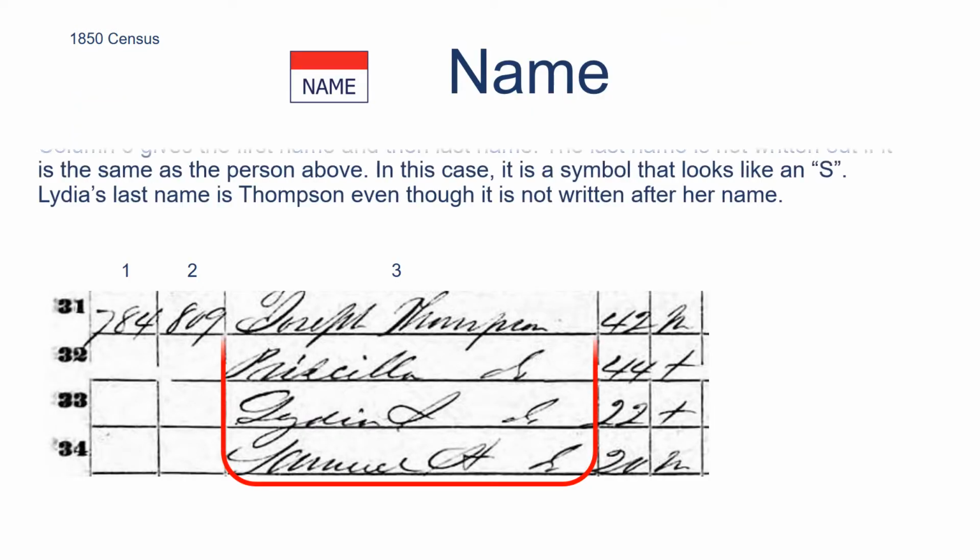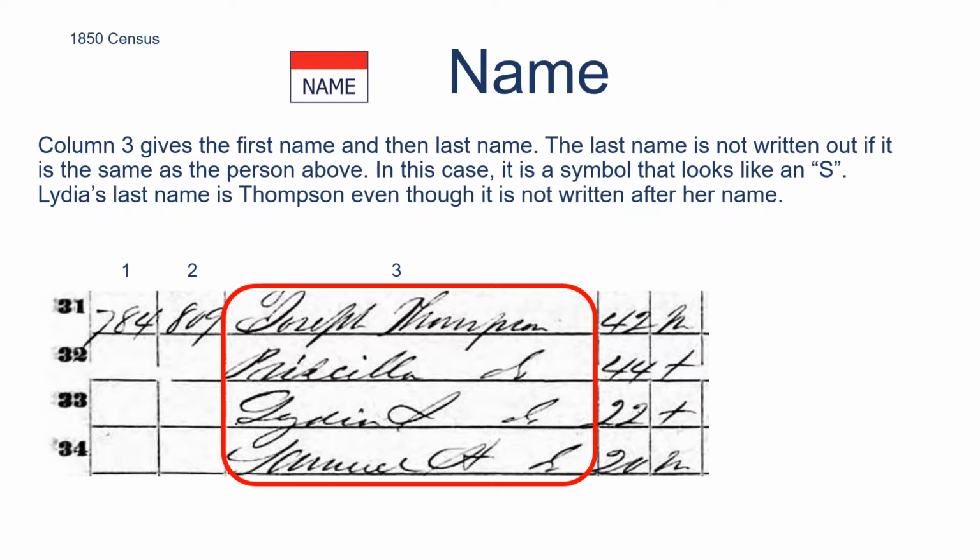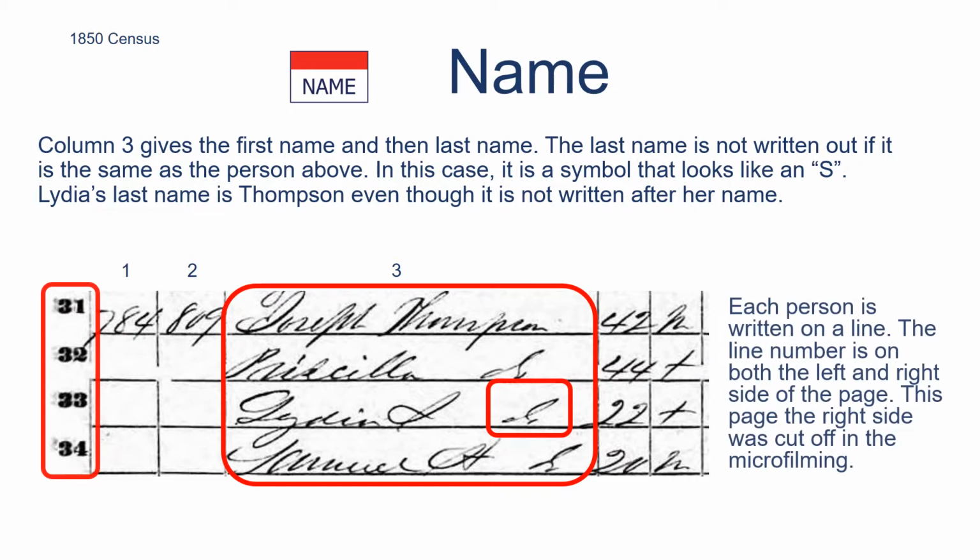Name. Column 3 gives the first name and then the last name. The last name is not written out if it is the same as the person above. In this case, it is a symbol that looks like an S. Lydia's last name is Thompson, even though it is not written after her name.